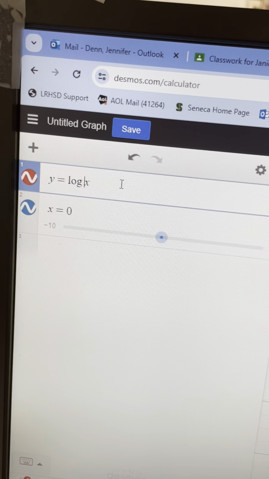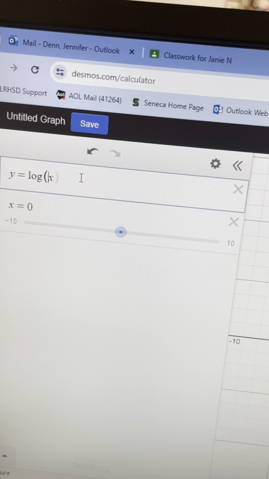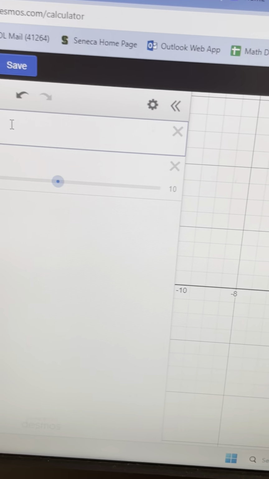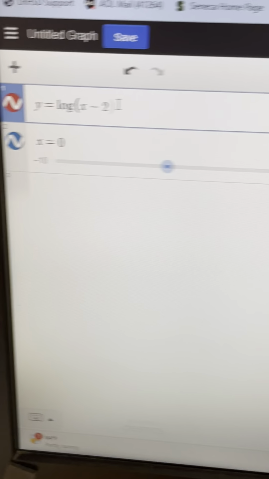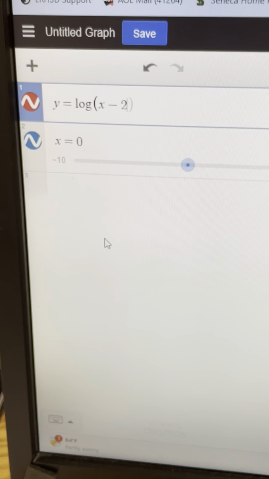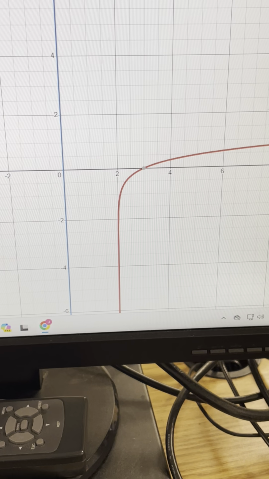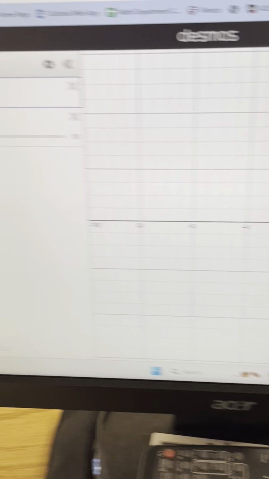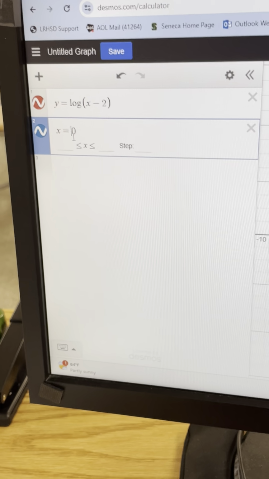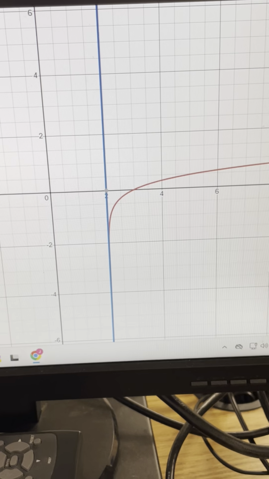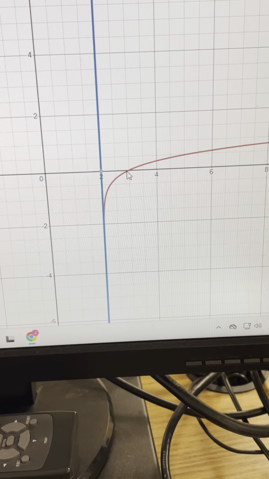Okay, so what was the difference here? This had in parentheses x minus 2. Okay, so here's my graph. Notice my asymptote is going to move as well, so I'd have to go change that if I want to really make sure that that is right. I'm going to change it to 2 just so I can see. Yep, there it is. Okay, my key point is right here.